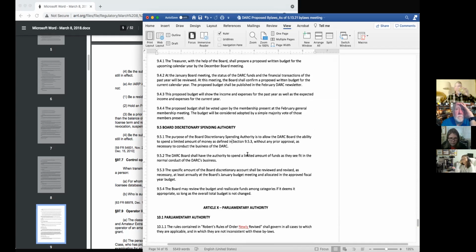9.5.2. The DARK board shall have the authority to spend a limited amount of funds as they see fit in the normal conduct of the DARK's business. 9.5.3. The specific amount of the board discretionary account shall be reviewed and revised as necessary at least annually at the board's January budget meeting and allocated in the approved fiscal year budget. 9.5.4, the board may review the budget and reallocate funds among categories if it deems it appropriate, so long as the overall total budget is not changed.